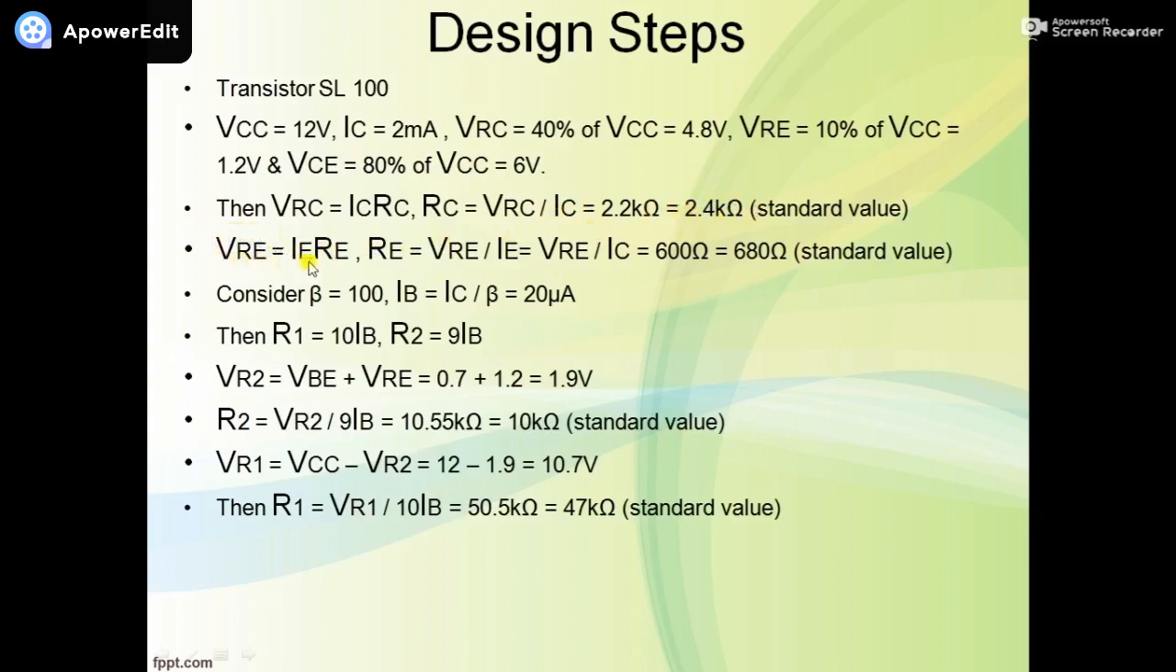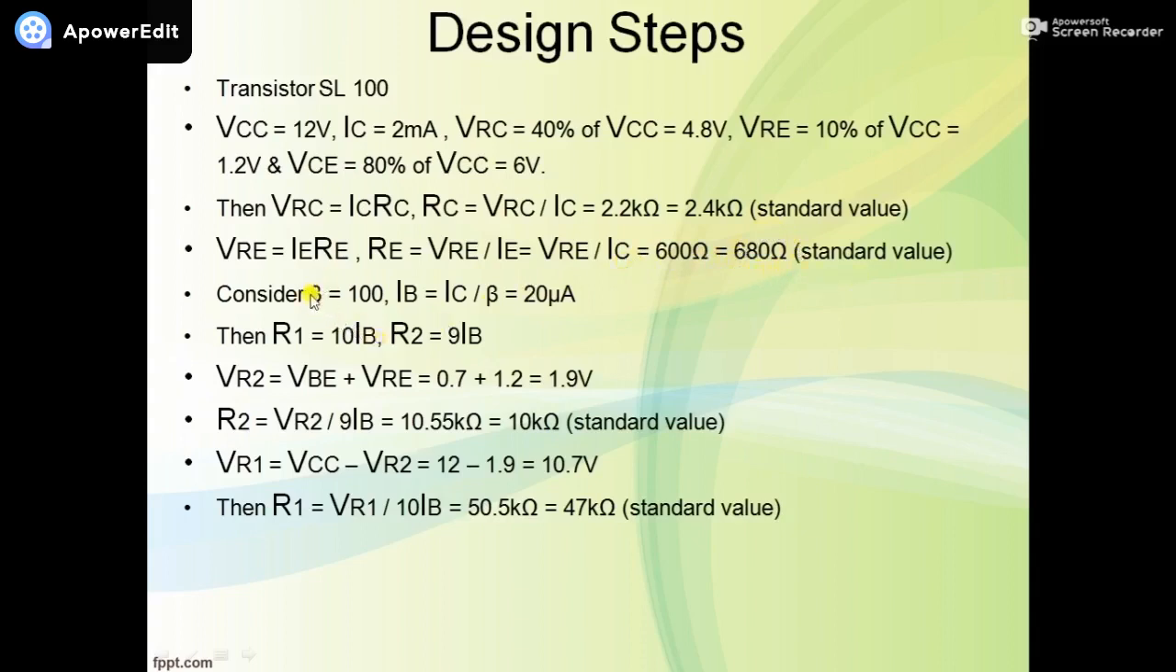Next we know that VRE is equal to IE into RE. So RE is equal to VRE by IE, and this is equal to VRE by IC, because IE is nearly equal to IC. We know the transistor current equation IE is equal to IB plus IC. When IB is neglected, because IB is a very small value measured in microamperes, IE is equal to IC. So we get the RE value as 680 ohm, standard value.